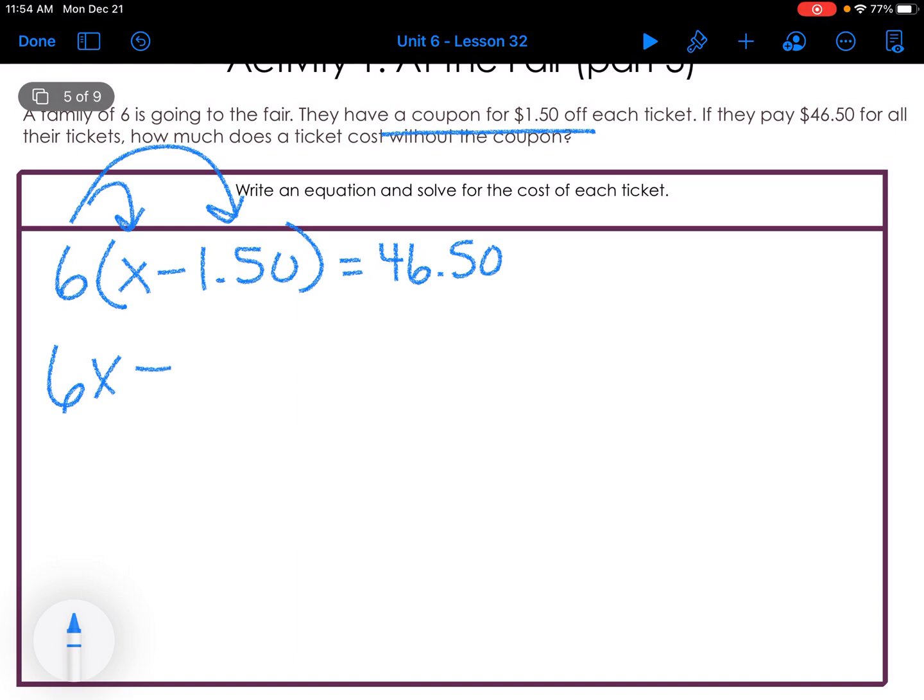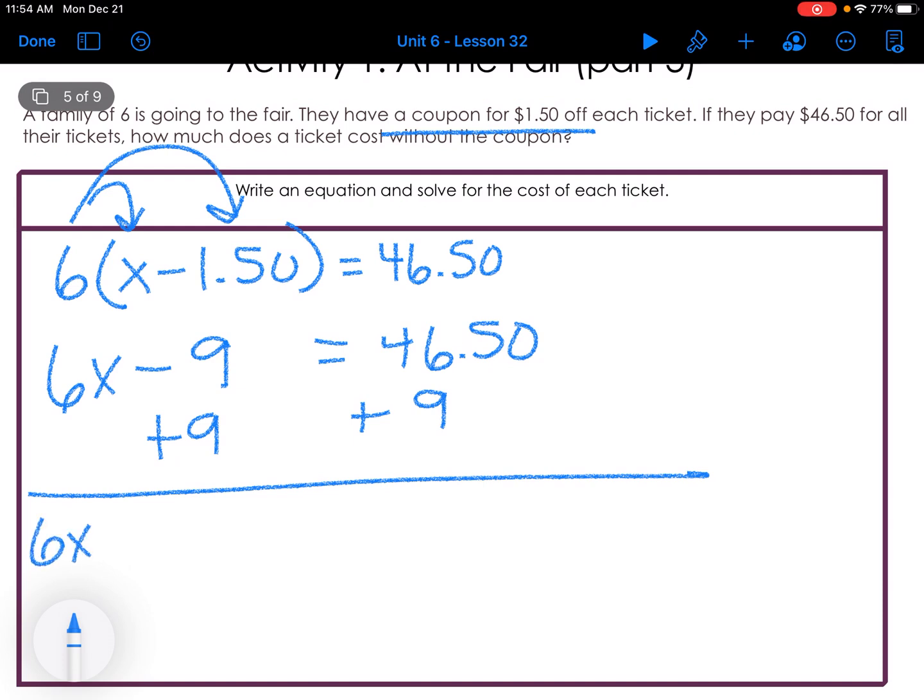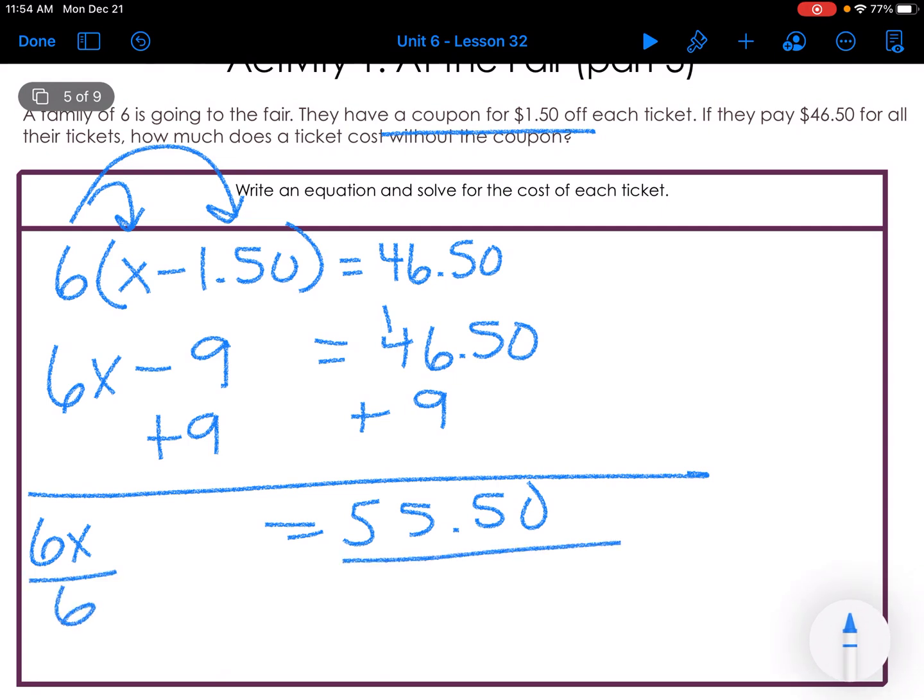I get 9. Now, instead of subtracting, I have to make a 0 pair, so I'm going to add 9 because I want to 0 out first. So I have 6X equals $55.50. I want to split that into 6 equal groups because I want to figure out just for 1 ticket without the coupon. So I have $55.50 divided by 6. I get $9.25.